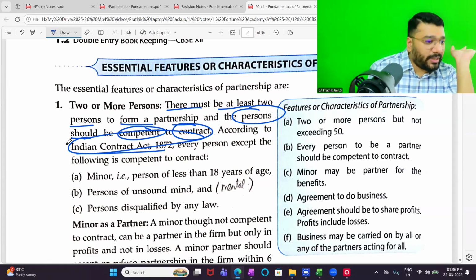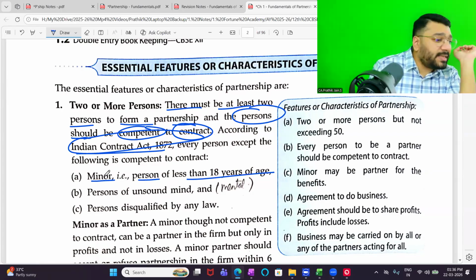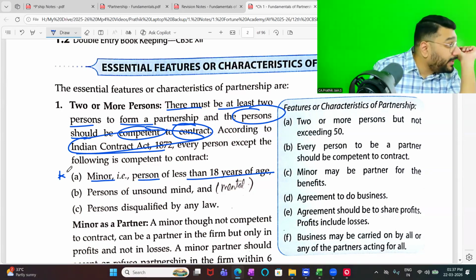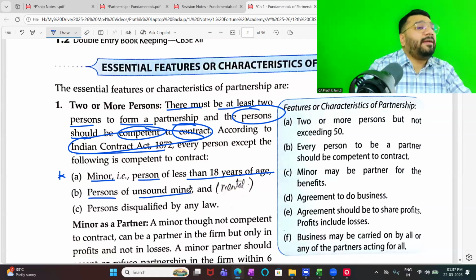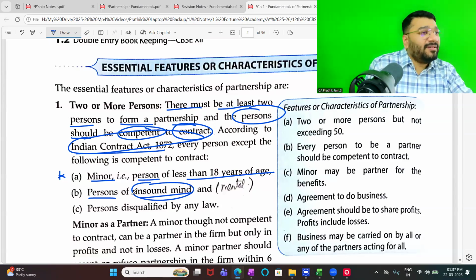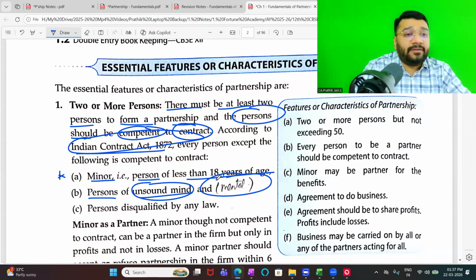Okay, not okay? Okay. A minor person, a person who is less than 18 years of age, is not competent to contract. So he cannot enter into a partnership business. But I'm putting one star mark here because there is one exception given in the Indian Partnership Act 1932, which is applicable for your exam. Second, a person of unsound mind is not competent to contract. Unsound mind means what? Mentally ill, mentally sick. A person who is not capable of understanding anything is called, professionally, a person of unsound mind.